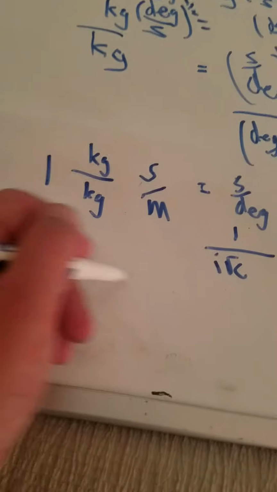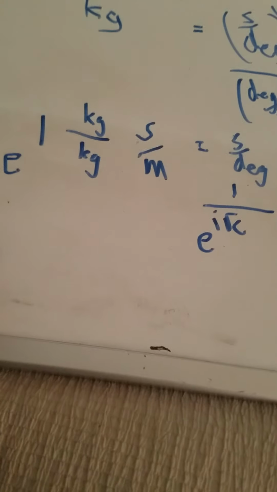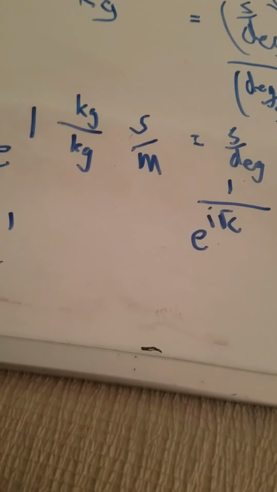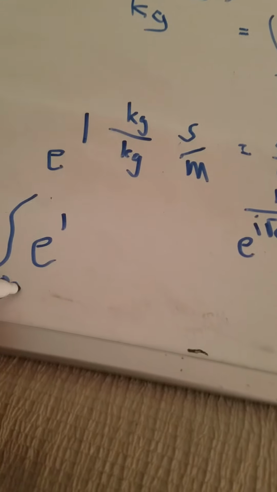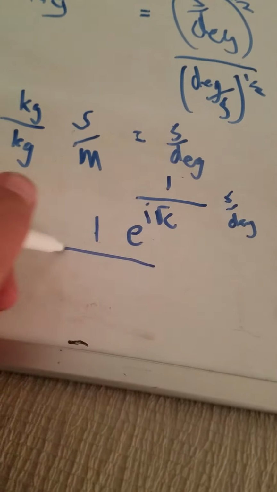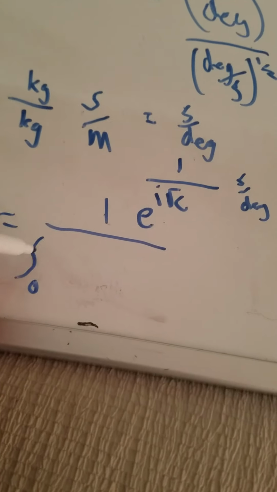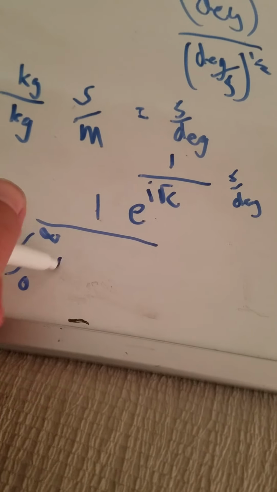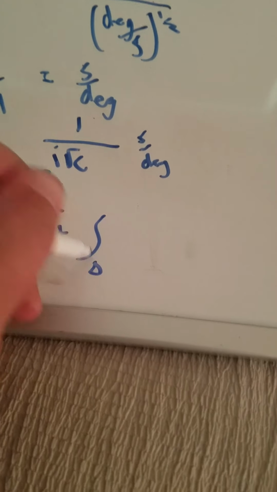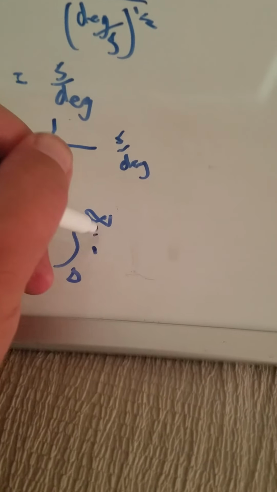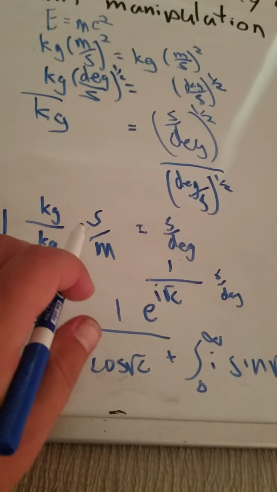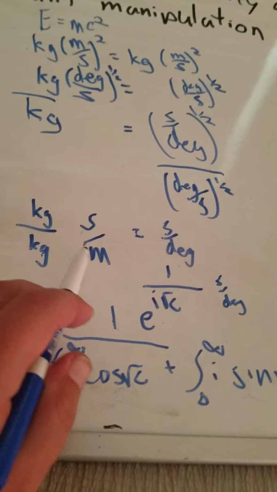Then we raise this by the e, raise this by the e, and we get e to the 1, and then you know how it goes. Negative infinity to 0 equals 1 over integral of 0 to infinity cosine square root c plus 0 to infinity I sine square root c. All right, and I think that keeping it balanced by throwing that in there works.